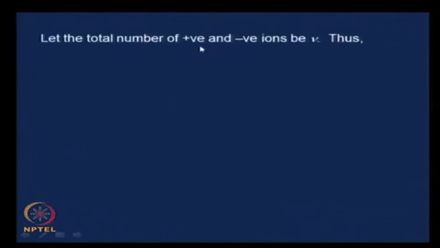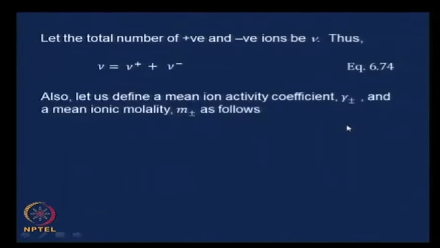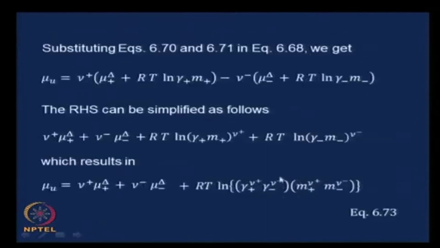If the total number of positive and negative ions is nu, that is what it means, and if we define a mean ion activity coefficient as gamma plus minus and a mean ionic molality as m plus minus, what do I mean by that? There are these terms here. I am just trying to simplify these terms. There are two terms, gamma plus to the power of nu plus, gamma minus to the power of nu minus, and similarly m plus to the power of nu plus, m minus to the power of nu minus. I am going to replace this with some mean value, and this with some other mean value, that is what I am doing here.